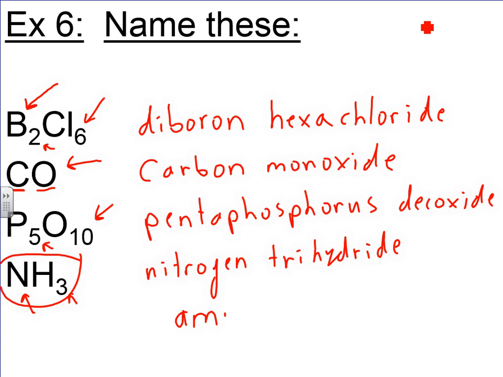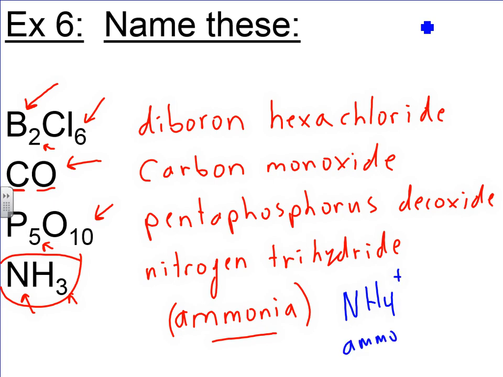Ammonia. No one really refers to it as nitrogen trihydride because its common name is ammonia. From the common name, you may recall we had a polyatomic ion called ammonium. This right here with a +1 charge is ammonium, which comes from ammonia. That's the idea. Alright, not too bad. Go ahead and try a few on your own.